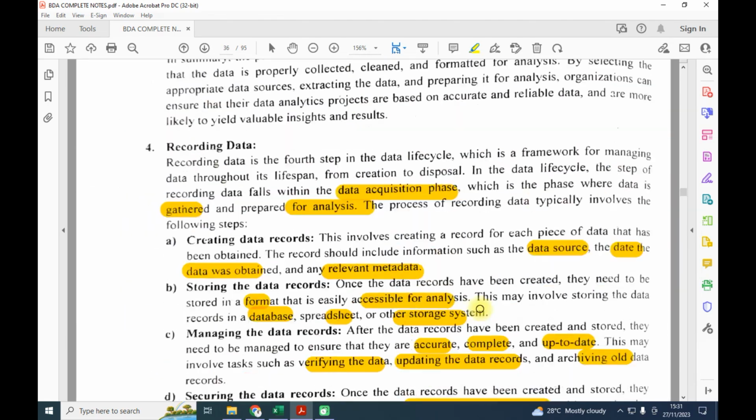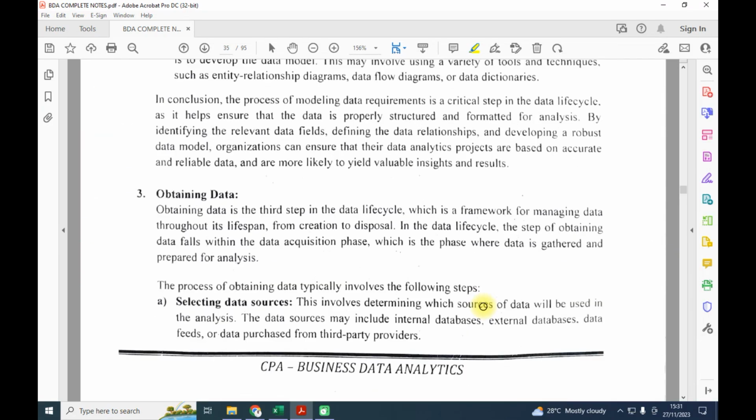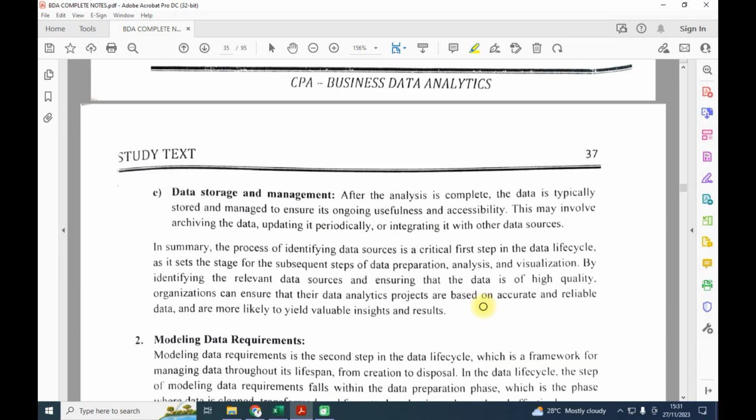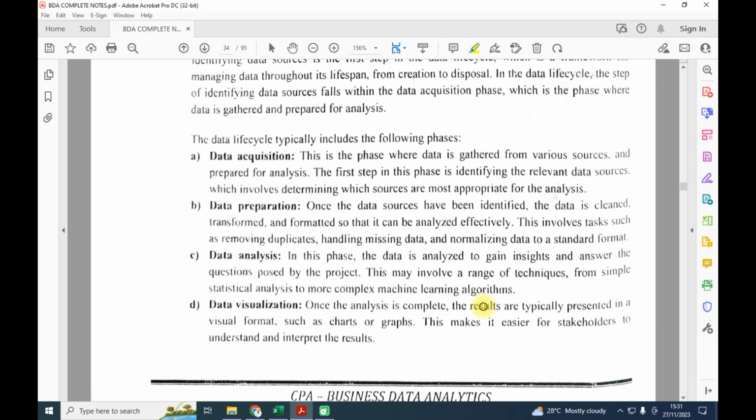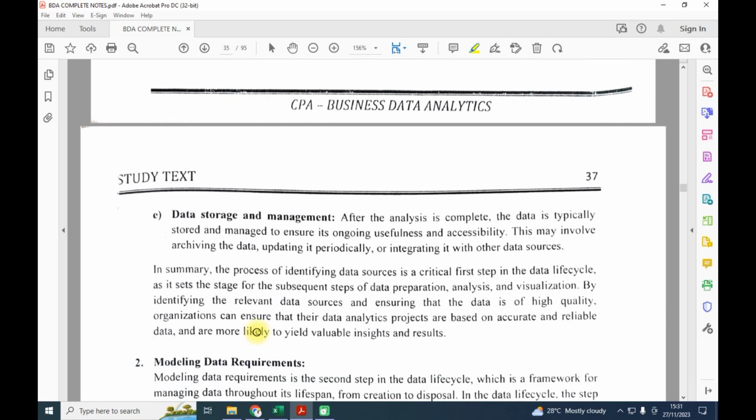For the phases, there are 5 of them. We have said phases are only 5, and for the phases, the first is we acquire the data. Then we prepare the data, we analyze the data, we visualize the data, and then we do data storage and management. We shall deal with data storage and management.